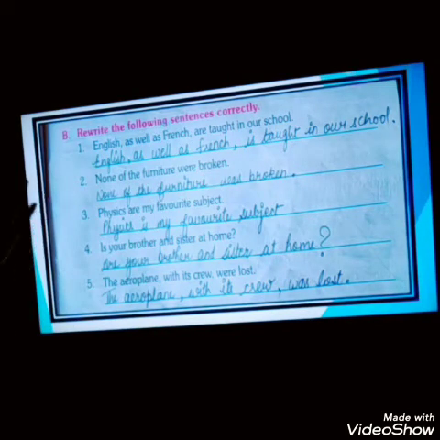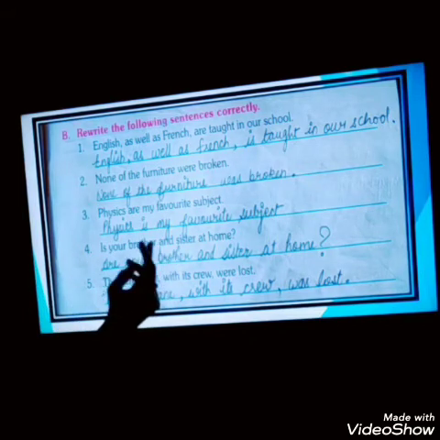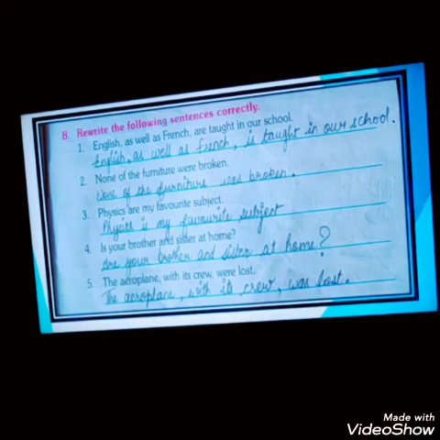None of the furniture were broken. As the singular and plural of furniture is furniture only, we will use was. Physics are my favorite subject. We will use is instead of are, as physics is a single subject. Is your brother and sister at home? We are talking about two, so we will use are instead of is. The aeroplane with its crew were lost. We are talking about a single aeroplane, so we will use was instead of were.